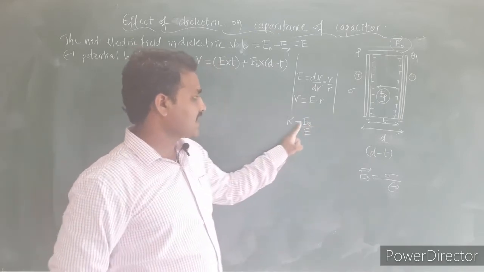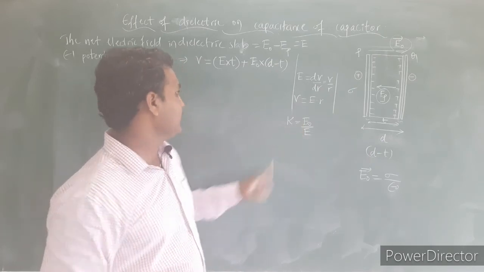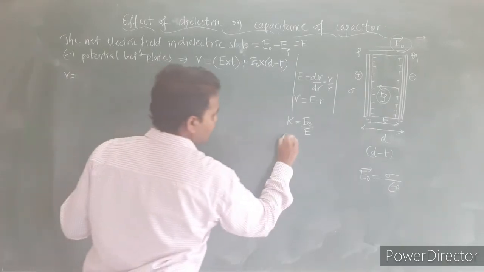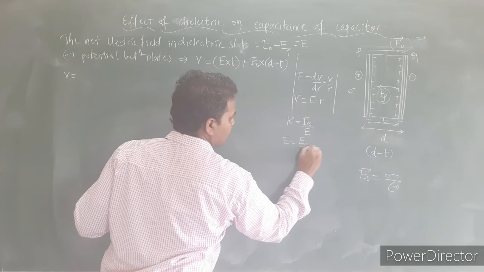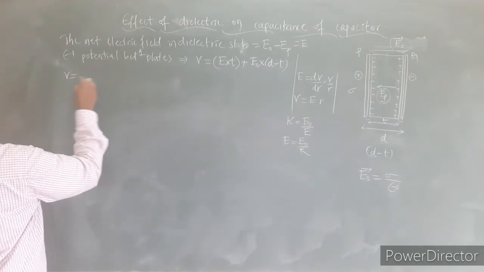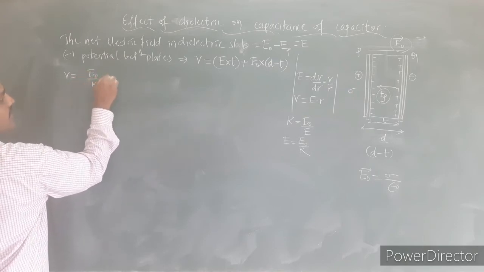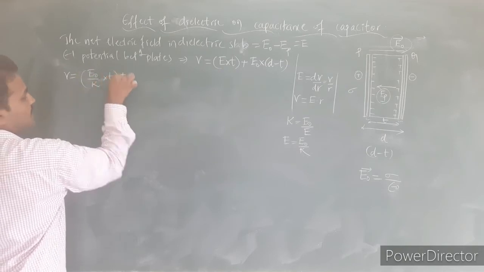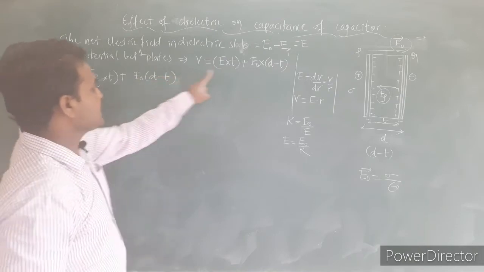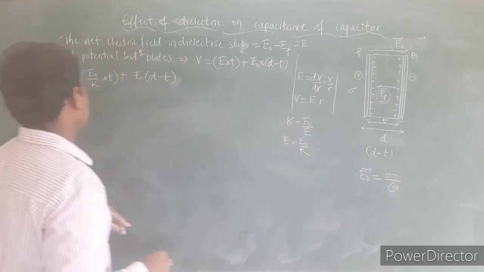It is the ratio of electric field intensity in air medium and electric field intensity in some other medium other than air. So by using that I can write E is equal to E naught divided by K. Here I can write V is equal to E, which is nothing but E naught divided by K, into T plus E naught into D minus T. I am just replacing E by E naught divided by K by the definition of dielectric constant.